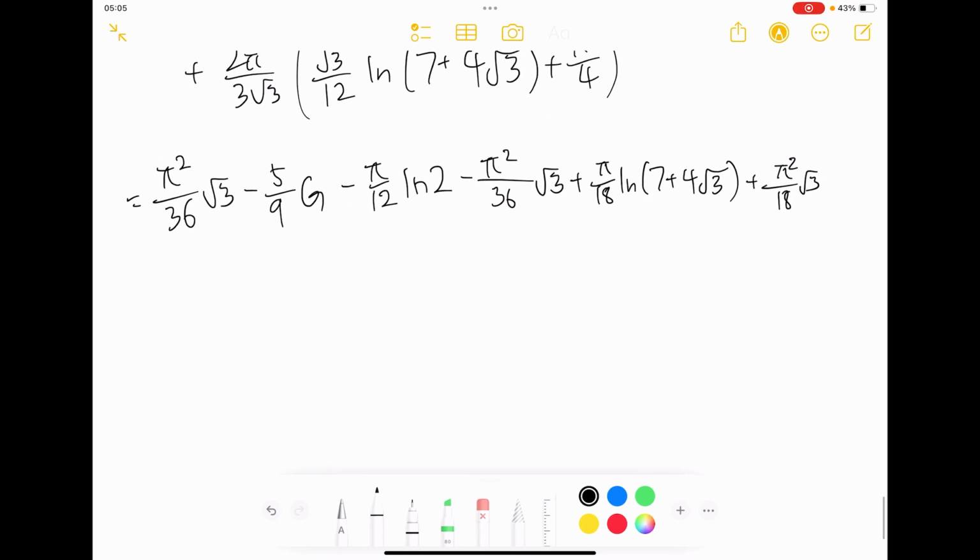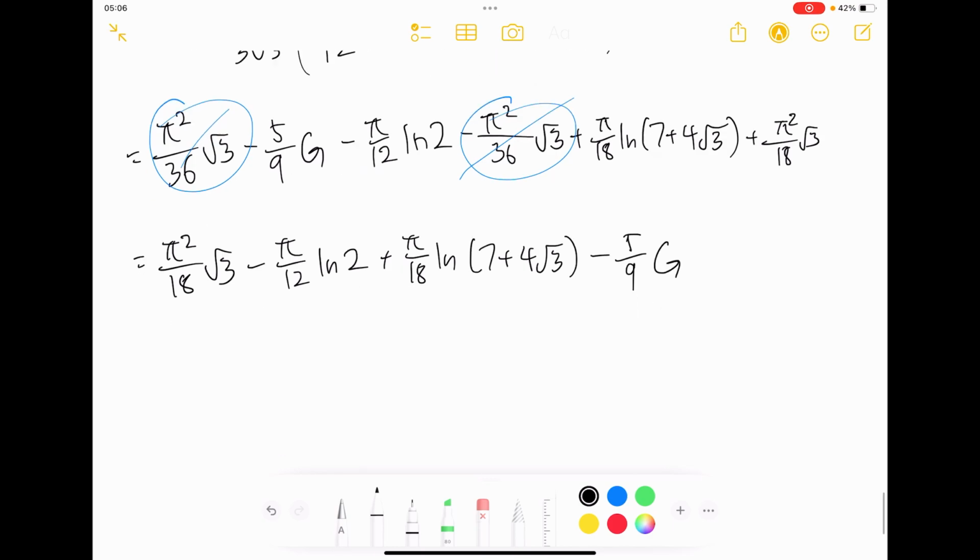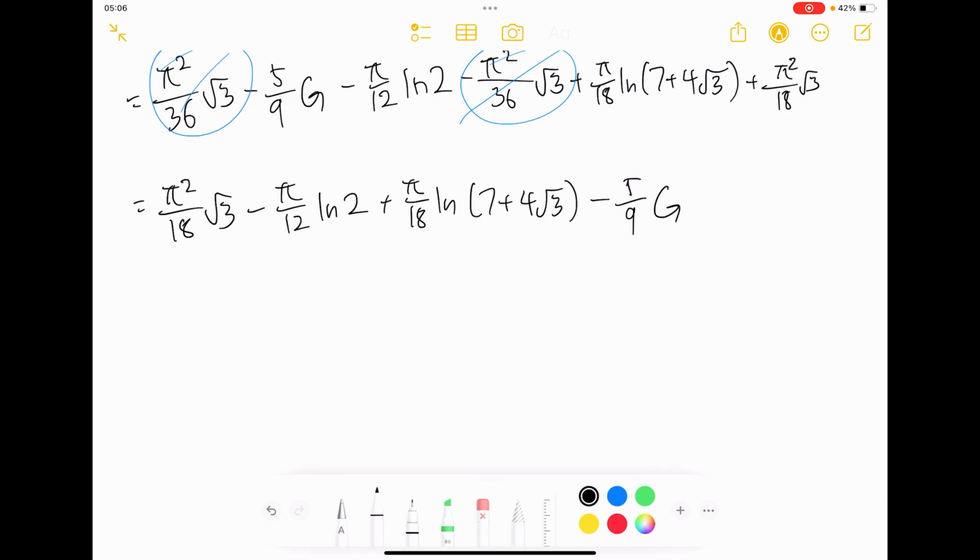And then we do some simplification. So we've got this bit that's identical to this bit, so they just cancel out. And rewriting it in a better order, we've got pi squared over 18 times root 3 minus pi over 12 times the natural log of 2 plus pi over 18 natural log 7 plus 4 root 3 minus 5/9 Catalan's constant.